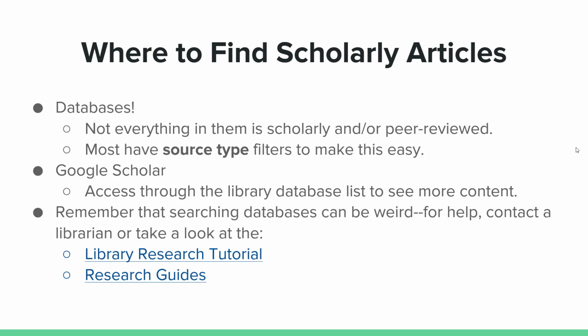You can also find scholarly articles on Google Scholar, which is at scholar.google.com. If you actually access that through the library database list, you'll see more content that's available to you. And just a reminder that searching databases can be a little bit strange, and for help you should contact a librarian or take a look at the library research tutorial and research guides.